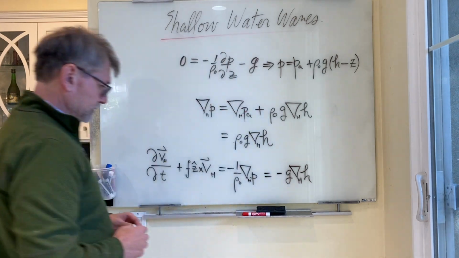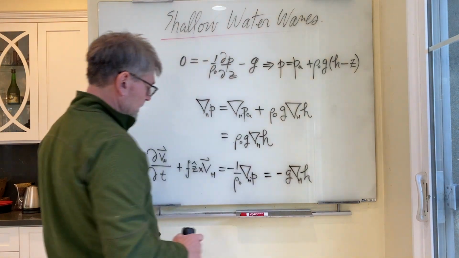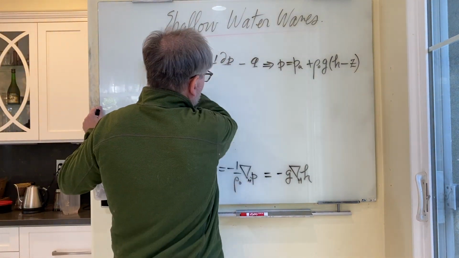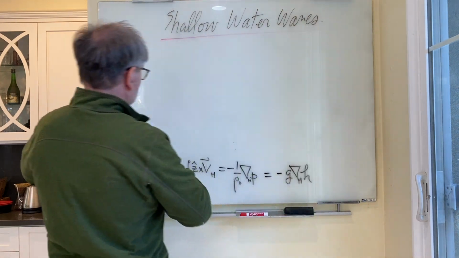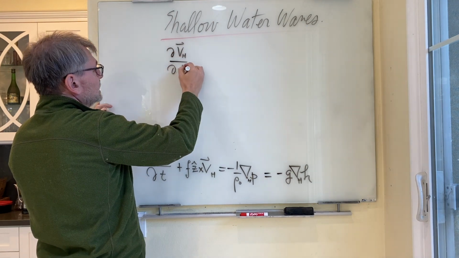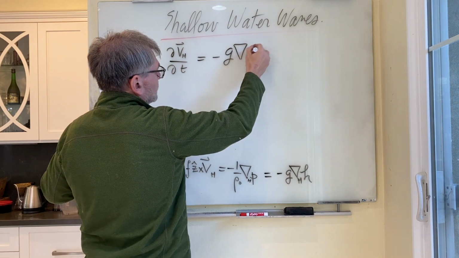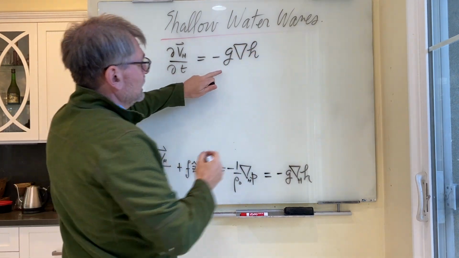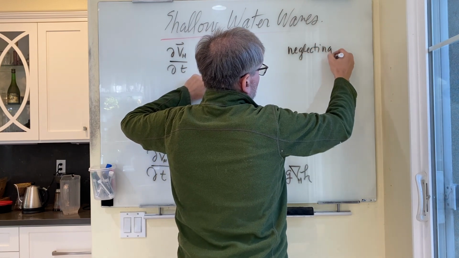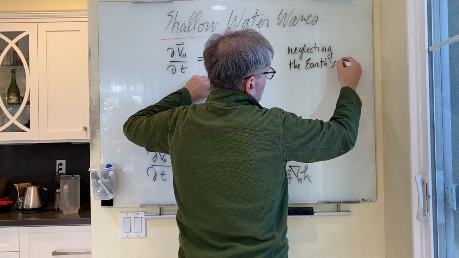and what we have is equal to minus g grad h, the horizontal gradient. And if we neglect the Coriolis force, if we assume that we're on time scales short compared to a day, then the horizontal momentum equation is just the following: dv horizontal dt is equal to minus g grad h. And this is for neglecting Earth's rotation.